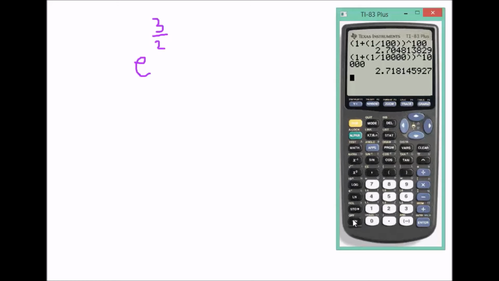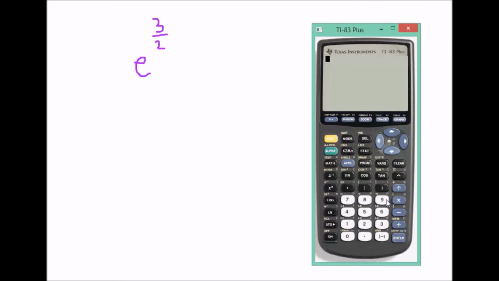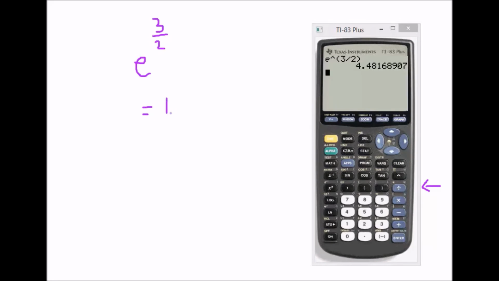Another thing you might have to do is say what e to a certain power is. So let's say, what's e to the 3 halves? You know that e is a number, like 2.71 or something, so you can type that in if you want. But there's actually an e button we can use. It's right here above the divide sign, so you have to hit second to get it. So you can do e to the 3 halves, and that's going to be about 4.482.